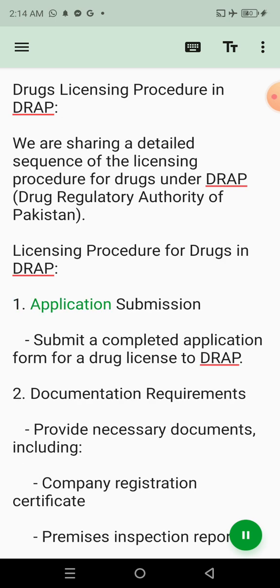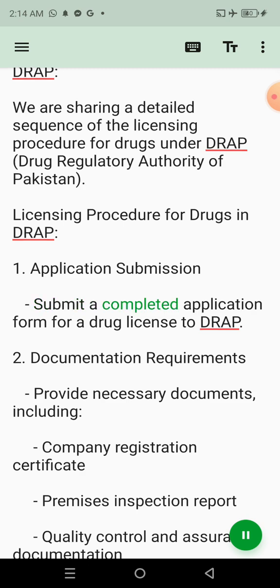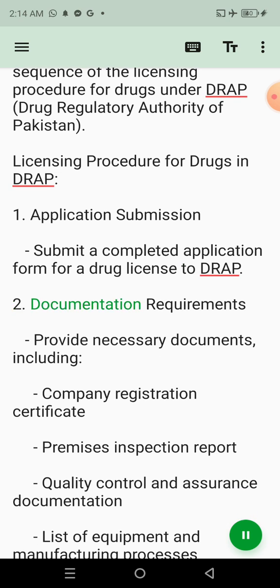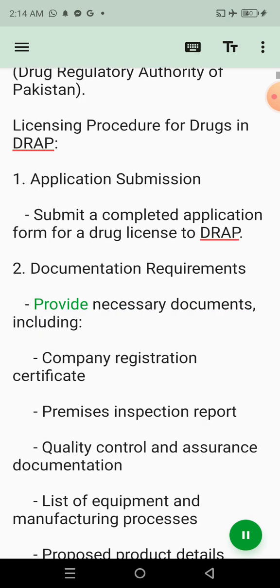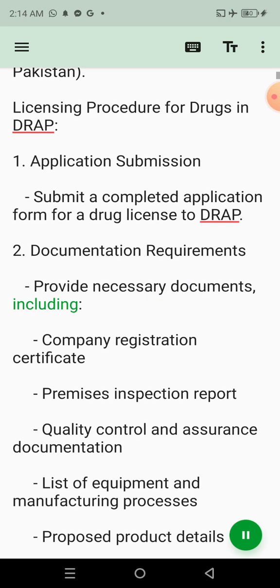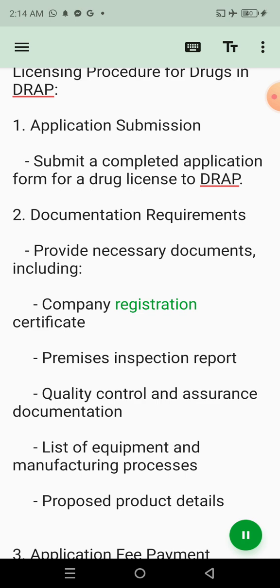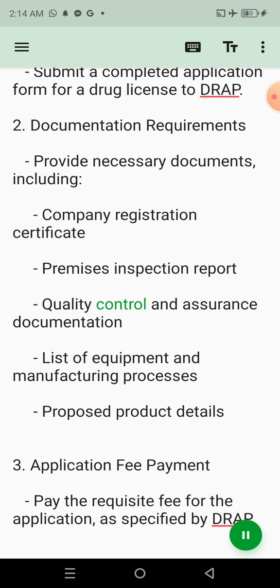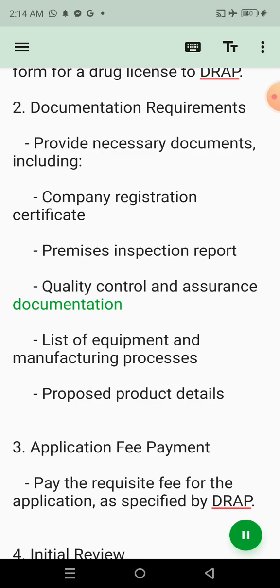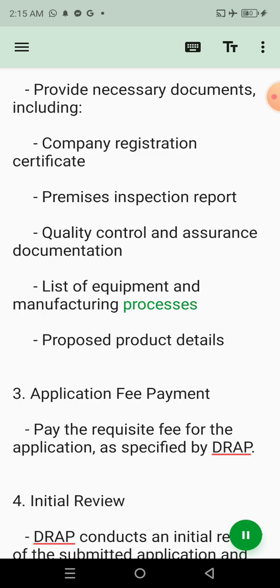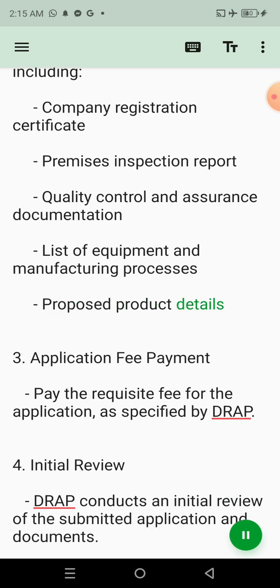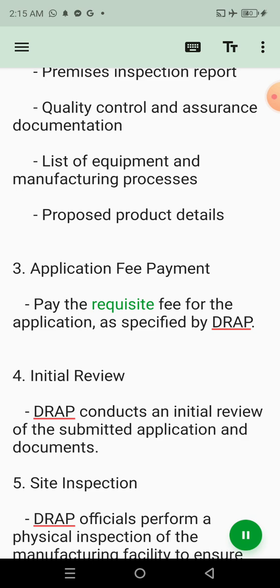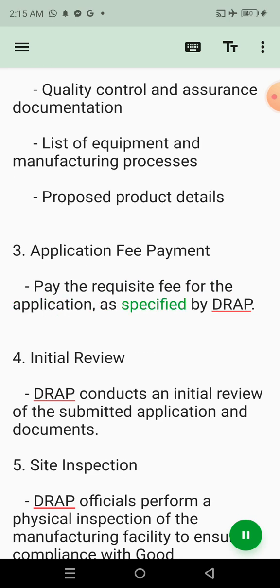1. Application submission. Submit a completed application form for a drug license to DRAP. 2. Documentation requirements. Provide necessary documents, including company registration certificate, premises inspection report, quality control and assurance documentation, list of equipment and manufacturing processes, proposed product details. 3. Application fee payment. Pay the requisite fee for the application, as specified by DRAP.